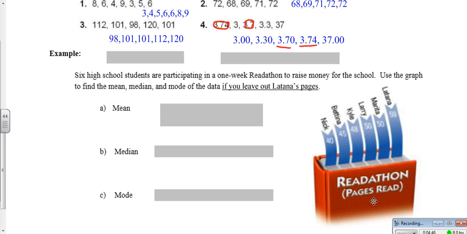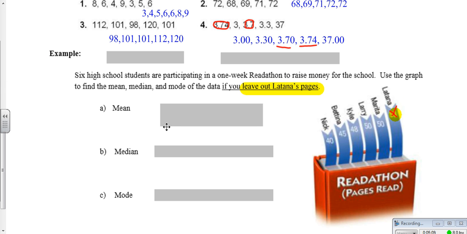Okay, 6 high school students are participating in a one-week readathon to raise money for the school. Use the graph to find the mean, median, and mode of the data. Listen, always read the directions. If you leave out Latina's pages, here's Latina's. We're going to take that out, so we're going to ignore that.